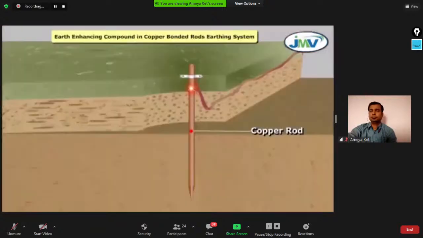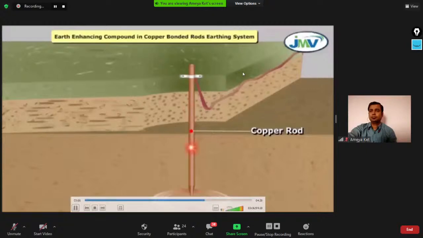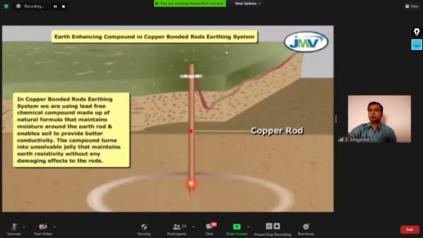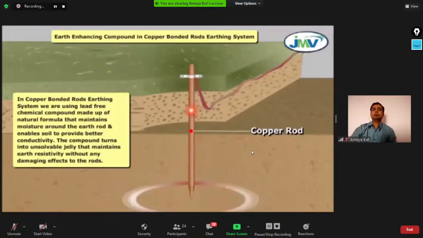Earth-enhancing compound in copper-bonded rods earthing system. In copper-bonded rods earthing system, we are using lead-free chemical compound, made up of natural formula that maintains moisture around the earth rod, enables soil to provide better conductivity. The compound turns into insoluble jelly, that maintains earth resistivity without any damaging effects to the rods.